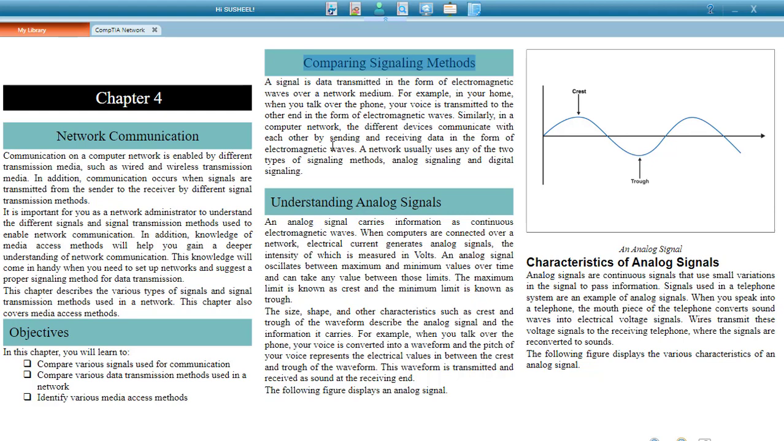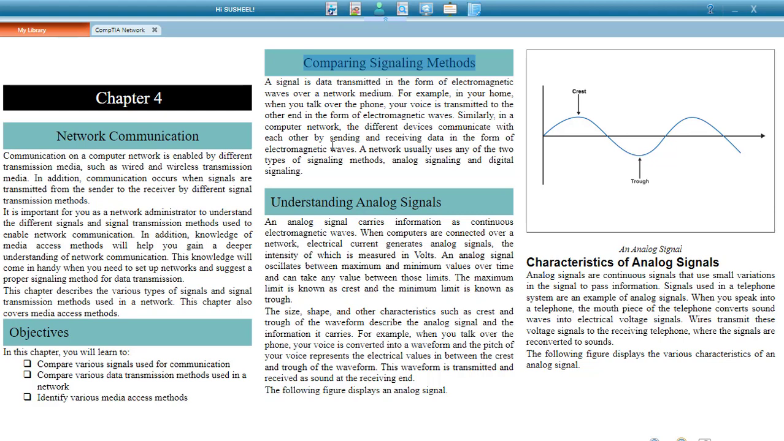Comparing signaling methods. A signal is data transmitted in the form of electromagnetic waves over a network medium. For example, in your home, when you talk over the phone, your voice is transmitted to the other end in the form of electromagnetic waves. Similarly, in a computer network, the different devices communicate with each other by sending and receiving data in the form of electromagnetic waves. A network usually uses either of two types of signaling methods, analog signaling and digital signaling.